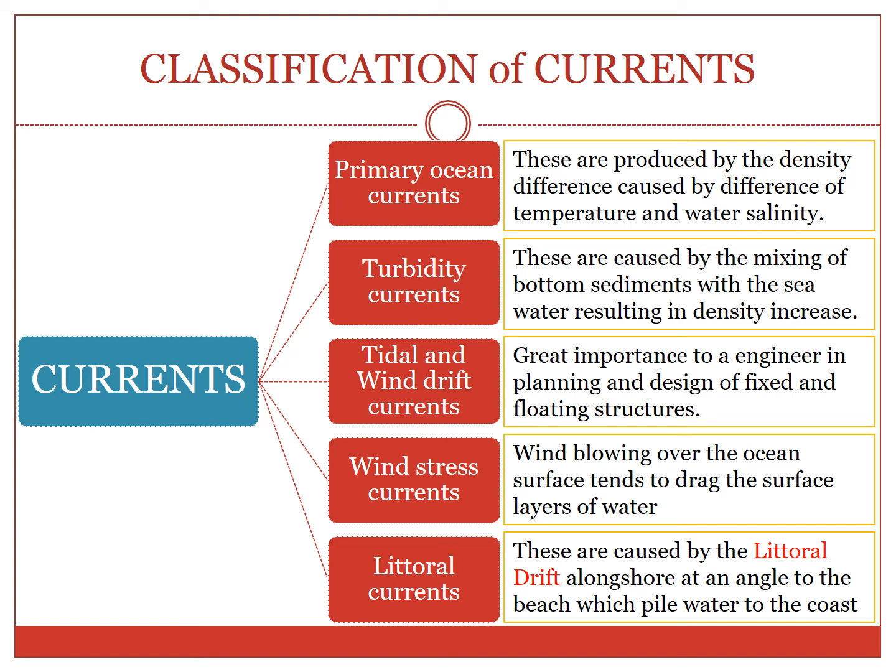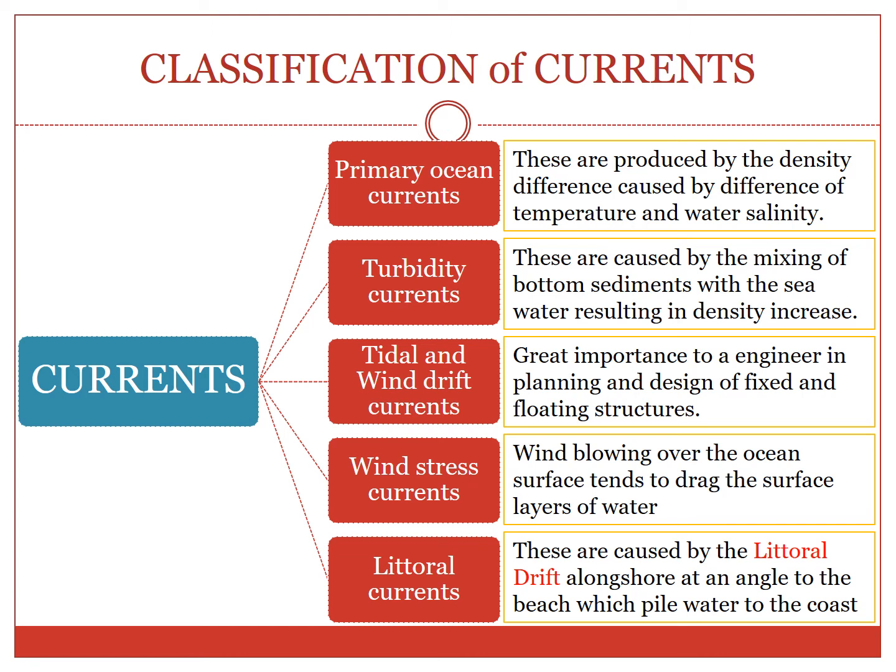Now what are primary ocean currents? These are produced by the density difference caused by the difference in the temperature and salinity of the sea water. The steeper the density gradient, the faster the current. The major ocean currents are all of primary interest to the oceanographers and meteorologists as they represent a massive transport of water and exert a major influence on the world climates.